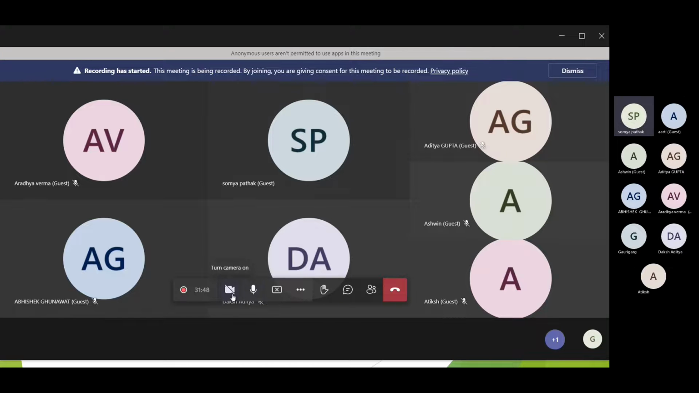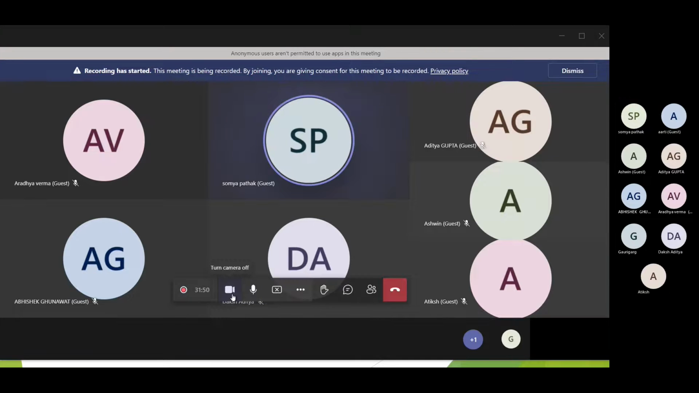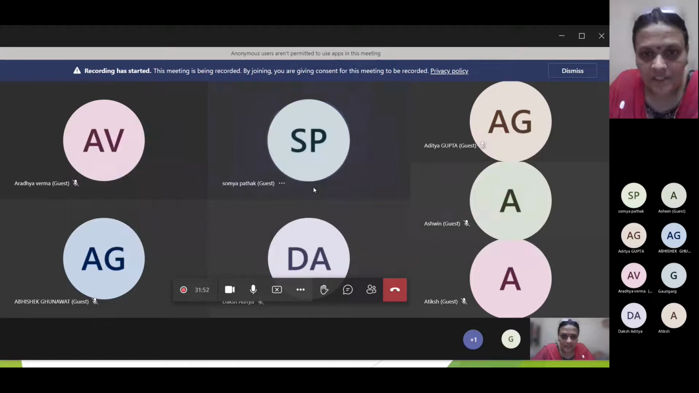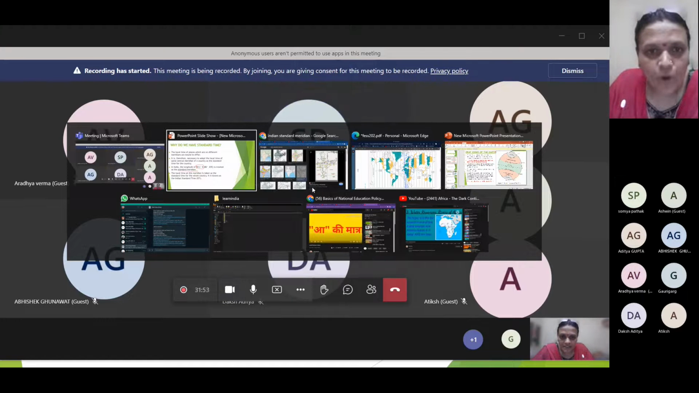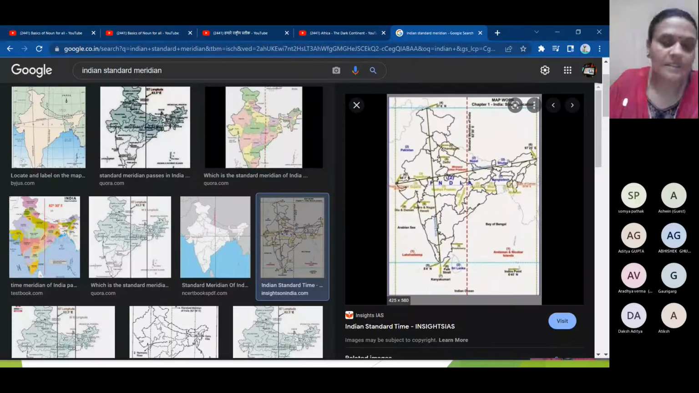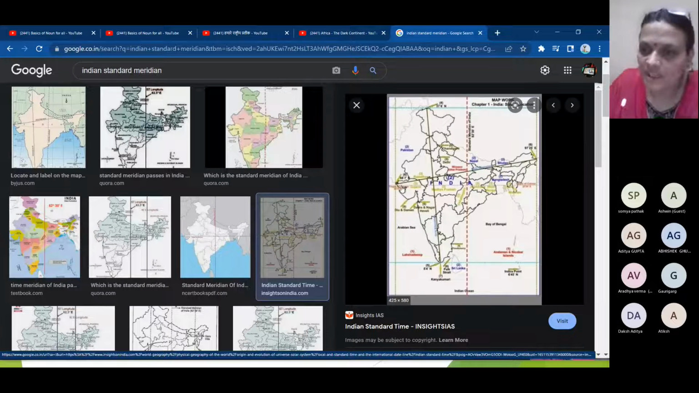Ma'am, I didn't understand. Okay, I'll tell you once again. To avoid the confusion, see here, if somebody is in Gujarat and somebody is in Arunachal Pradesh, there is some kind of difference in hour between Arunachal Pradesh and Gujarat. It is not the same time.